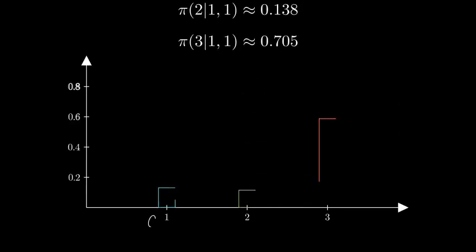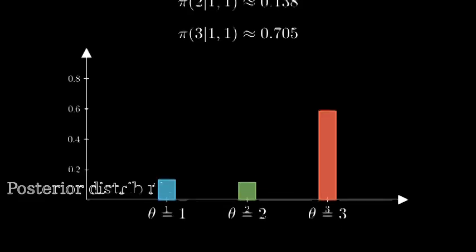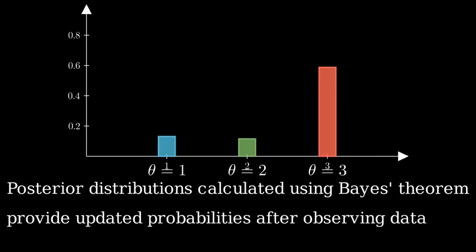Let's visualize these probabilities. The height of each bar represents the posterior probability for that parameter value. In summary, we've calculated the posterior distribution for sample 1, 1. The same process would be followed for the other sample combinations, 1, 2, 2, 1, and 2, 2.